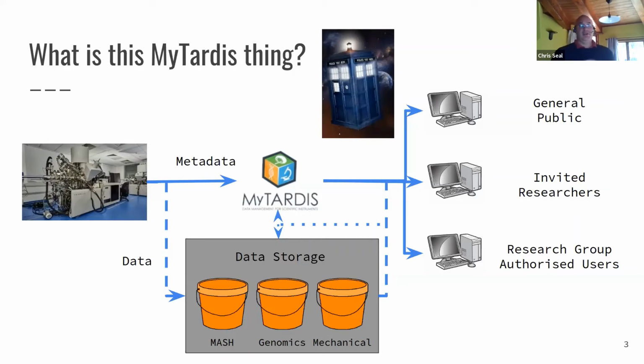MyTARDIS talks to the data storage, it knows where that data is located, and it provides a web front end so that different groups of users can log in to the portal. They can see a curated view of the data, so they only see stuff that they are allowed to see. And in some cases, we provide access to the measurement itself so that it can be downloaded by researchers to do further analysis on, for example.